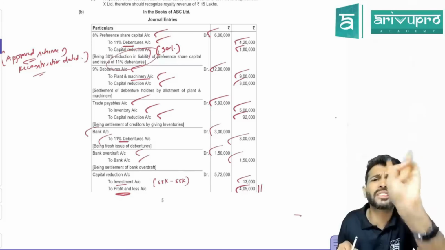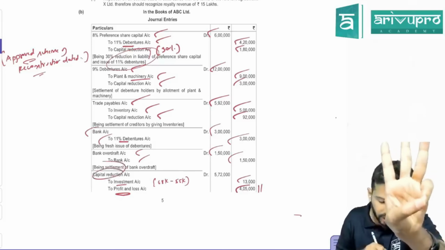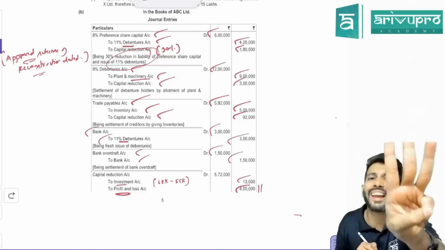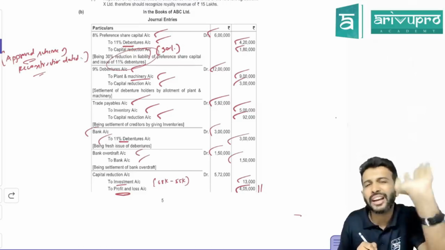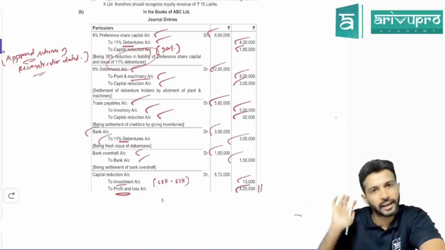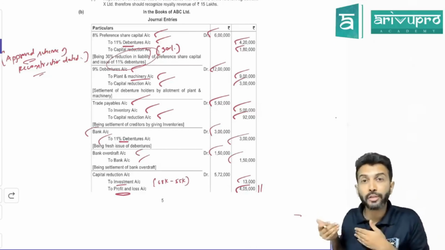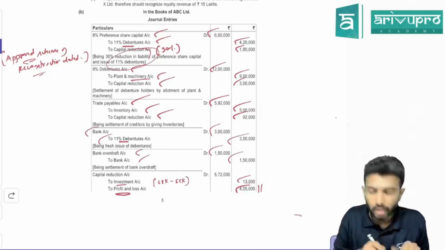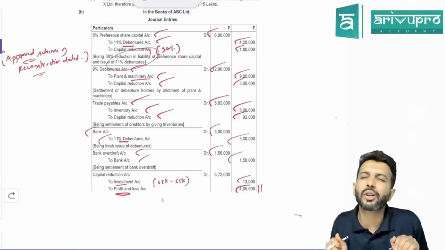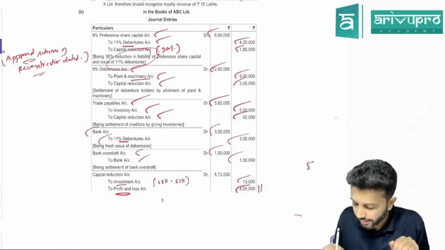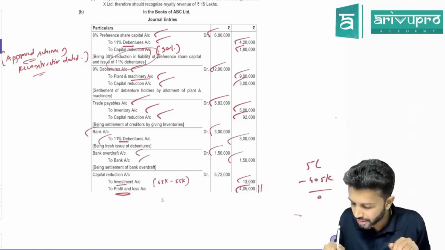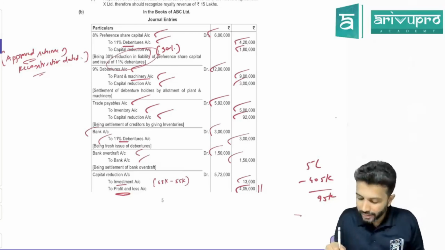If you have only 3 lakh balance, suppose the capital reduction account or reconstruction account has only 3 lakh balance, in that case what will you do? Write off P&L only to the extent of 3 lakh. Suppose you have 5 lakh balance, then don't write off 5 lakh. How much P&L balance is there? 4 lakh 5,000. Write off P&L to the extent of 4 lakh 5,000. So in 5 lakh, 4 lakh 5,000 is gone; how much still remains? 95,000. That will be transferred to where?